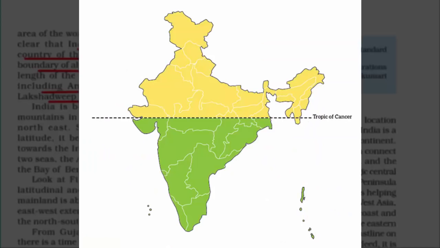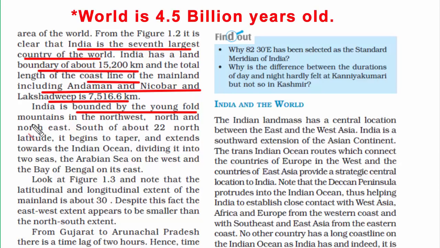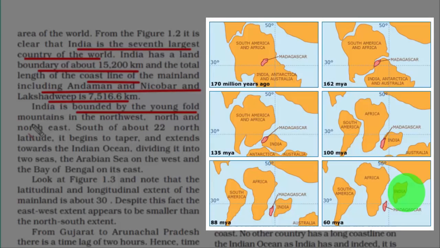And the length of the coastline is 7,516 kilometers. So this is the coastline we are referring to. In the northwest of our country, we have young fold mountains called the Himalayas. And the reason it is called young is because it was formed 50 million years ago, when Indian plate collided with the Eurasian plate. Before that, India was a large island connected to the Australian coast.